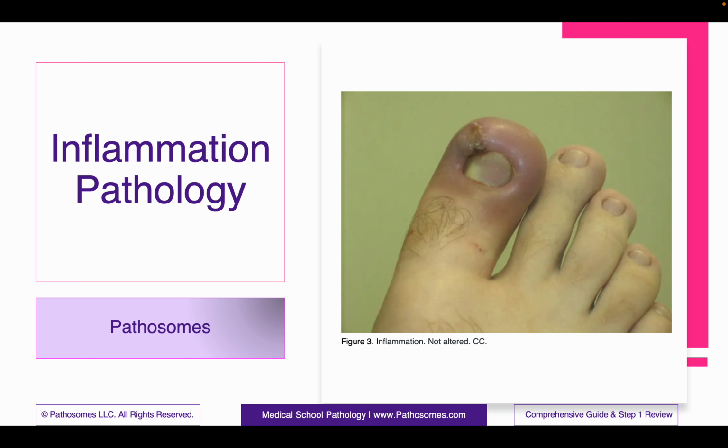What's going on with this person's toe? Highly likely it's an inflammatory process, and we can tell because of this swelling and how red it looks. My name's Dr. Anthony Wheeler, and I'm going to tell you everything that you need to know about pathology.